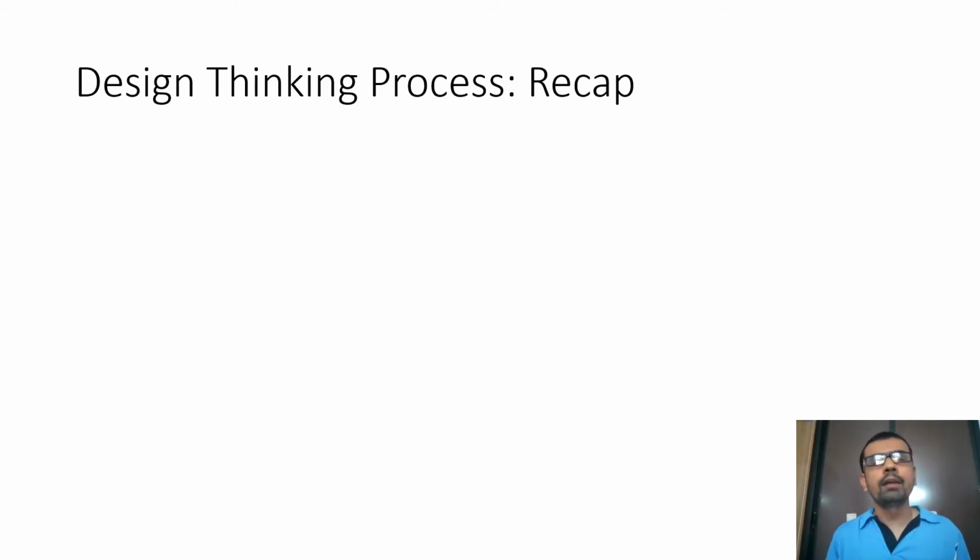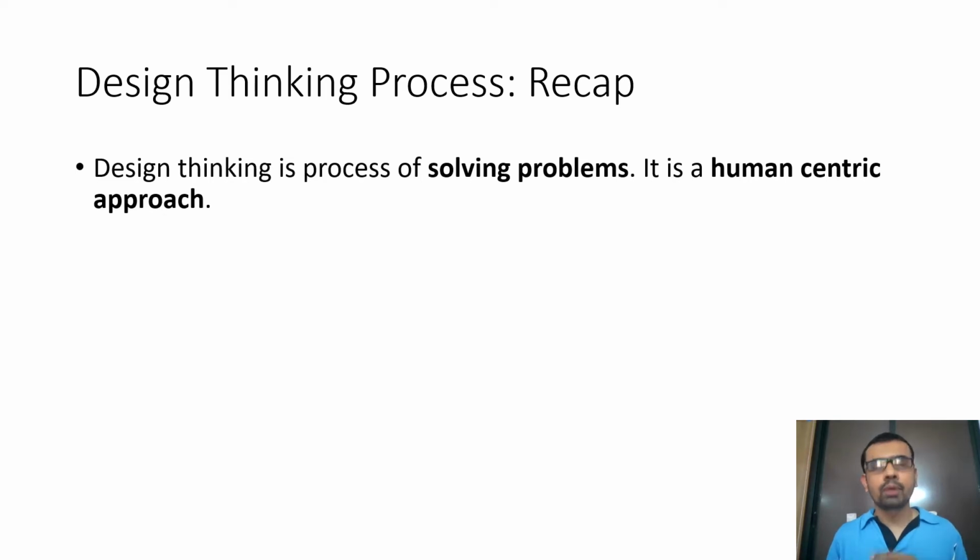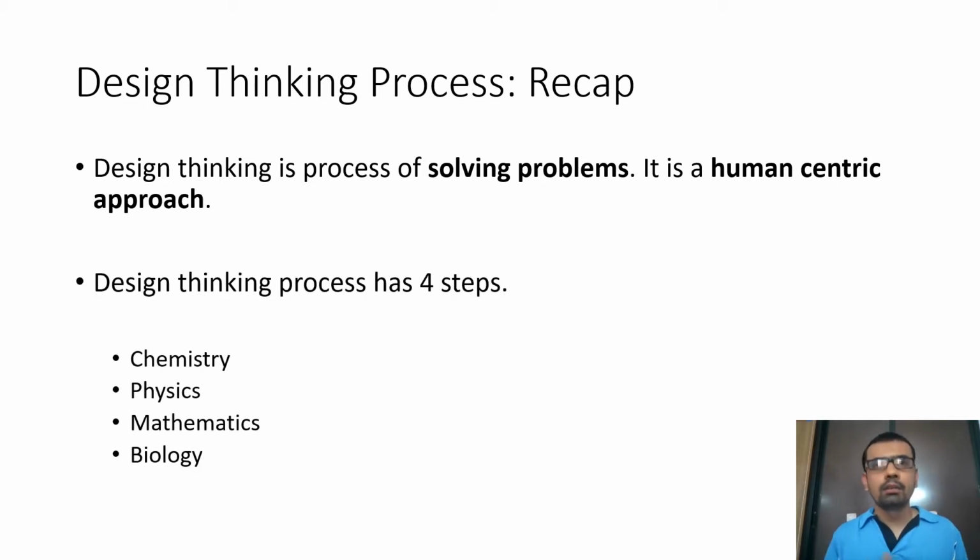Let's do a quick recap. Design thinking is a process of solving problems, and the different thing is that it is a human-centric approach. So the human will be in the center. We discussed four steps for the design thinking process, and those are chemistry, physics, maths, and biology. Today we'll dig in more on step number one, chemistry.